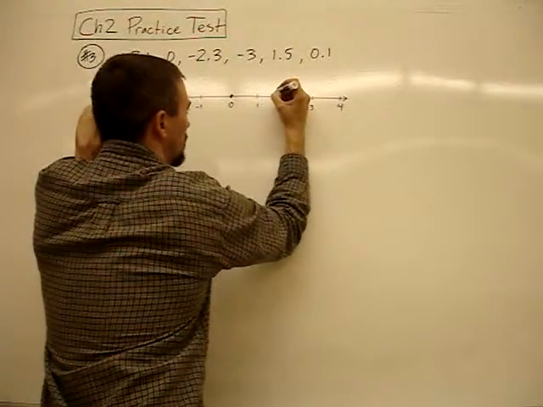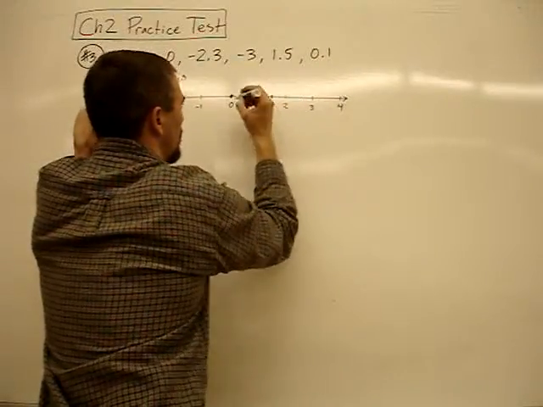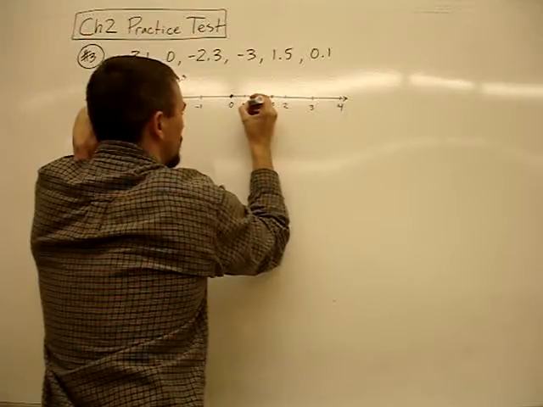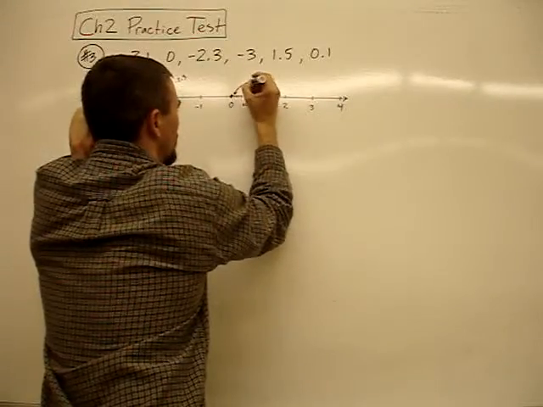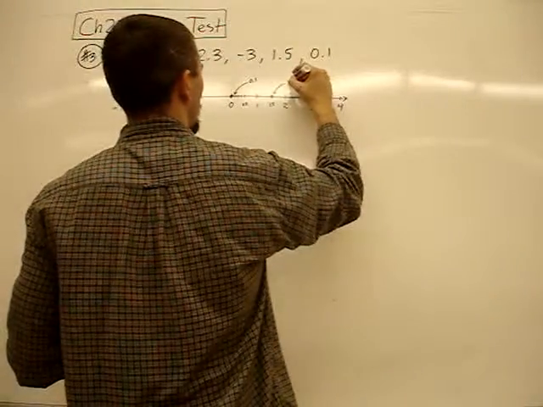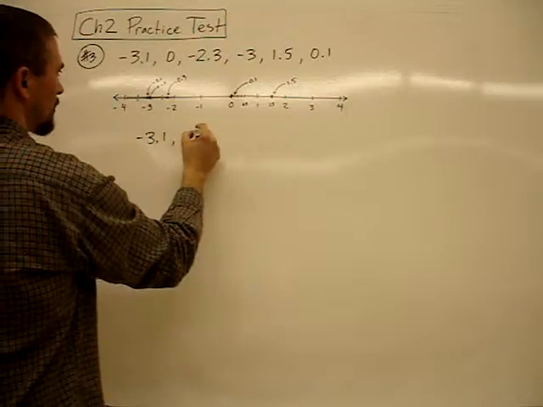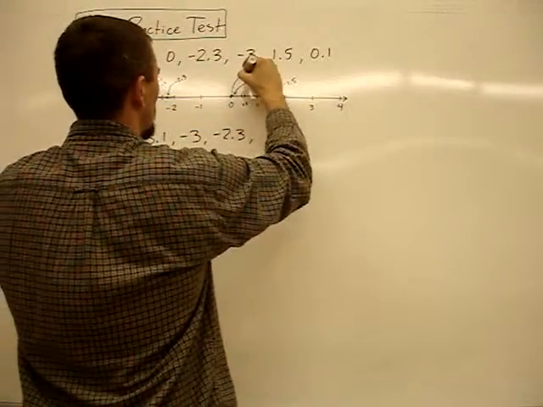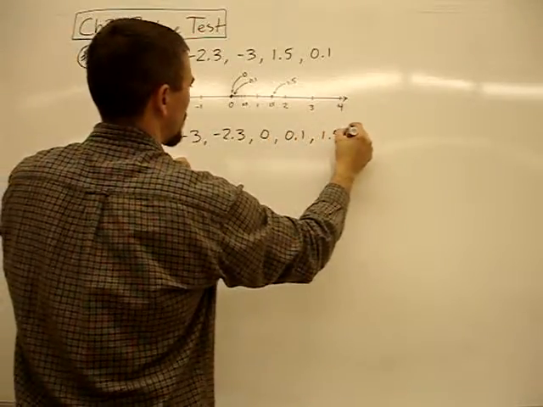1.5, that would be right in between 1 and 2. So that's 1.5. And then 0.1, here's 0.5. And same thing, 1, 2, 3, 4, 5. So this would be 0.1. And so, since I'm doing arrows to everything, we've got our numbers. Negative 3.1, negative 3, negative 2.3. 0 is one of those, so I guess I should label it 0, and then 0.1 and 1.5.